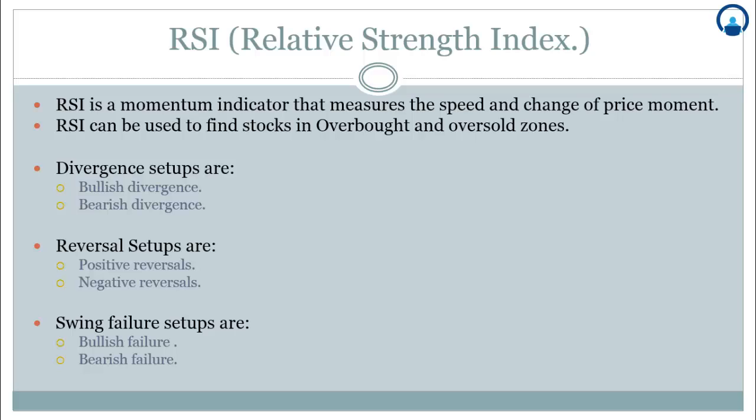In divergence, RSI can be used to trade bullish divergence as well as bearish divergence. In reversal setups, there are positive reversals and negative reversals. And remember, positive reversals are a bull market phenomena, negative reversals are a bear market phenomena. In swing failures, RSI can be used to trade bullish failures that make bottoms and bearish failures that make tops. So RSI can be used for trading various setups.